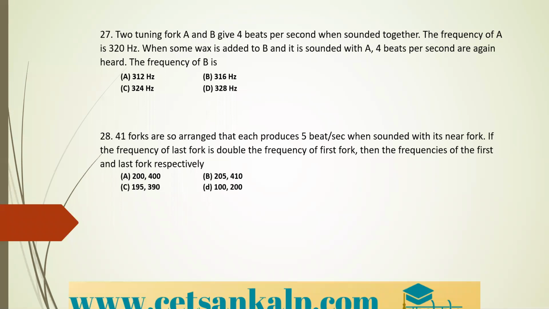Okay, students, our next question is, two tuning forks A and B give 4 beats per second when sounded together. This is similar to the first sum which we saw today in class. The frequency of A is 320 Hz. When some wax is added to B and it is sounded with A, 4 beats per second are given again. The frequency of B is, so how can you do this? Last time how did we do it? The same way we can do this.